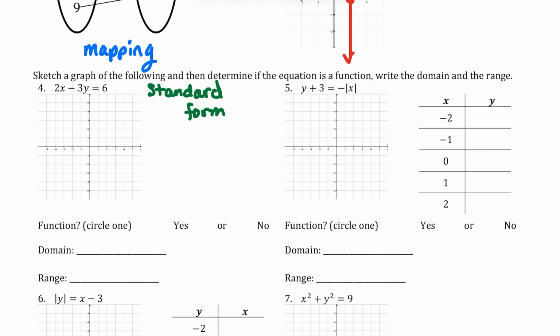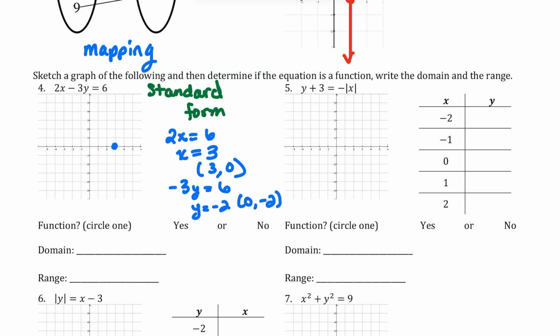The x-intercept you get if y is 0. So if you plug in 0, you get left with 2x equals 6, so x equals 3. That means you get a point at (3, 0). So I'm going to plot that point here. Well, the same thing for the y-intercept. If you plug in 0 for x, you get -3y equals 6, so y equals -2. So you end up getting a y-intercept at (0, -2). Well, to draw a line, all you need is 2 points. So I'm going to do the best I can to connect those 2 points. And there's your line.